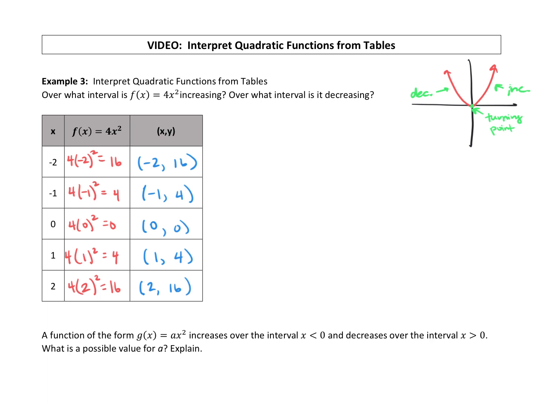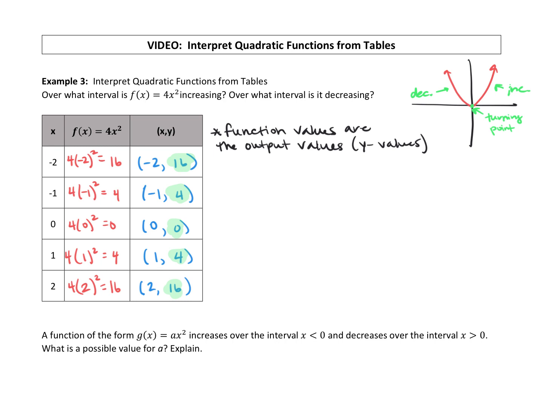So what we're being asked is to identify the interval where our function is increasing and over what interval it is decreasing. So let's just make a note that when they say when is your function increasing or decreasing, the function values are the output values, which are the y values when we're looking at a table of values. So what we're going to focus on are the y's. We're going to look at all these numbers.